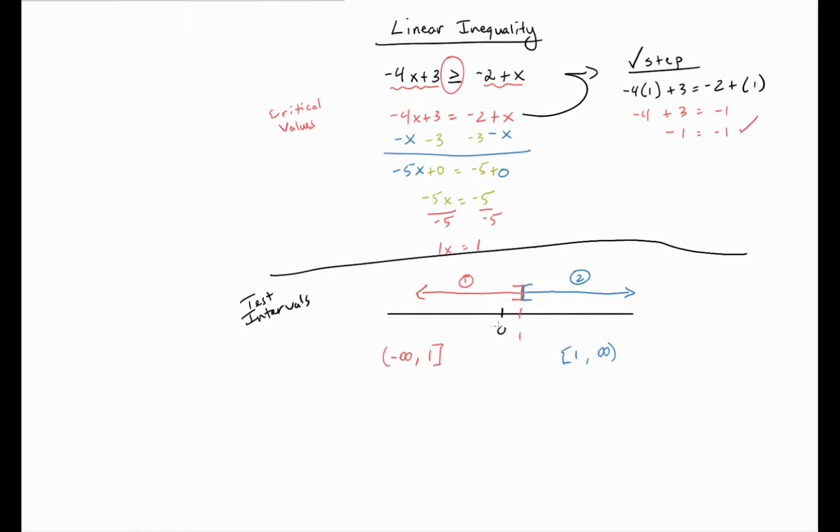So let's pick some values that are in our intervals there. So I'm going to pick 0 for the first interval here. So x equals 0 will be my test value. And I'm going to go ahead and just pick 2 for the second one here, x equals 2 as my test value. And then we're going to plug those back into the original equation, or I'm sorry, original inequality, and see which ones work.